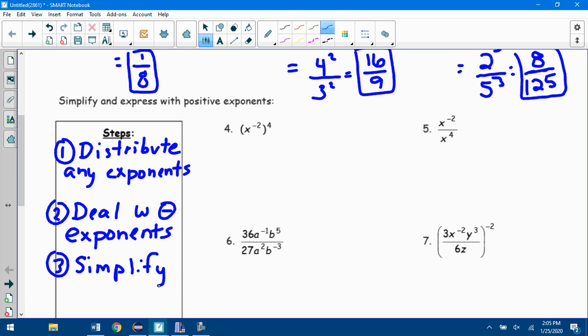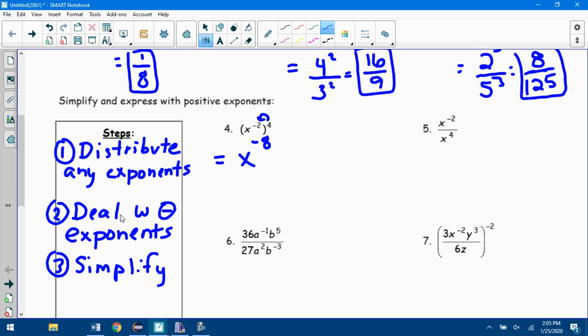All right, so let's try some of these. And some of them are a little bit easier, some of them a little bit harder. We'll just see how it goes. So I'll show you how every step works. So when I look at x to the -2nd to the 4th, my first thing says distribute any exponents. Are there any exponents to distribute here? Well, of course. We got this 4. So we're going to multiply the 4 and the -2. So this is x to the -8th.